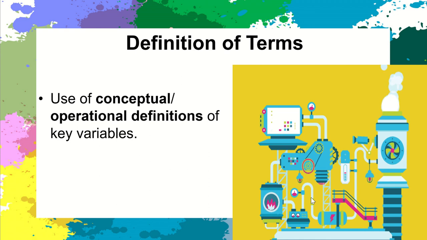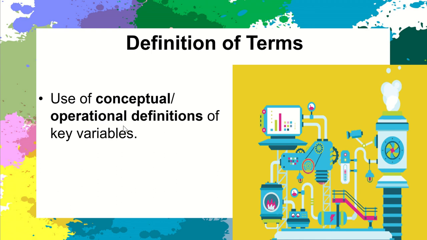Under the definition of terms, we use conceptual or operational definitions for the key variables that you have in your study. Conceptual and operational definitions are different, and this is where many usually make mistakes. A conceptual definition tells you what the concept means, and you may have a citation for this. Wherever the definition came from, you have to cite it.